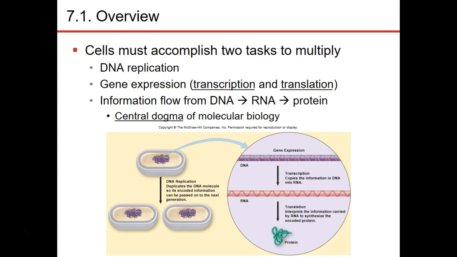So cells that want to multiply have to be able to replicate their DNA before they multiply so that they have a complete set of genetic information to go into the new daughter cells. They also have to be able to produce proteins because you need proteins for replication and for cell division. In a nutshell, the central dogma of molecular biology is that DNA codes for RNA, which is what we use to produce proteins.